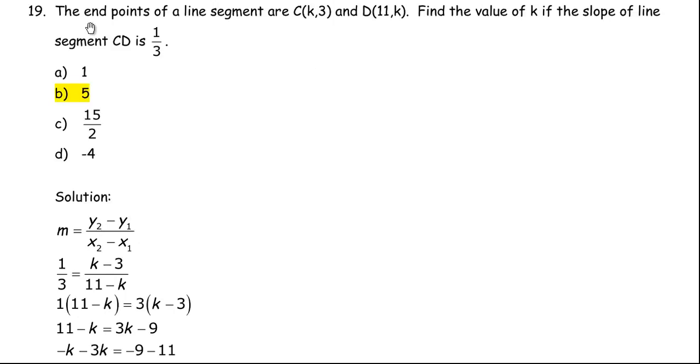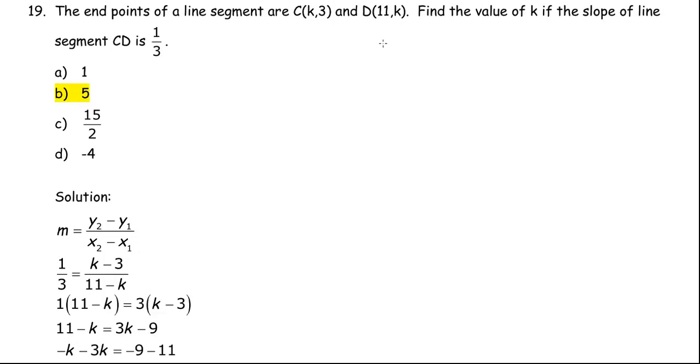Question number 19. The endpoints of a line segment CD are given: the coordinates of C are (k, 3), and D is (11, k). We're asked to find the value of k if the slope of line segment CD is 1/3. So we need the slope formula for this, so that's why in my solution I have m equals y2 minus y1 over x2 minus x1.